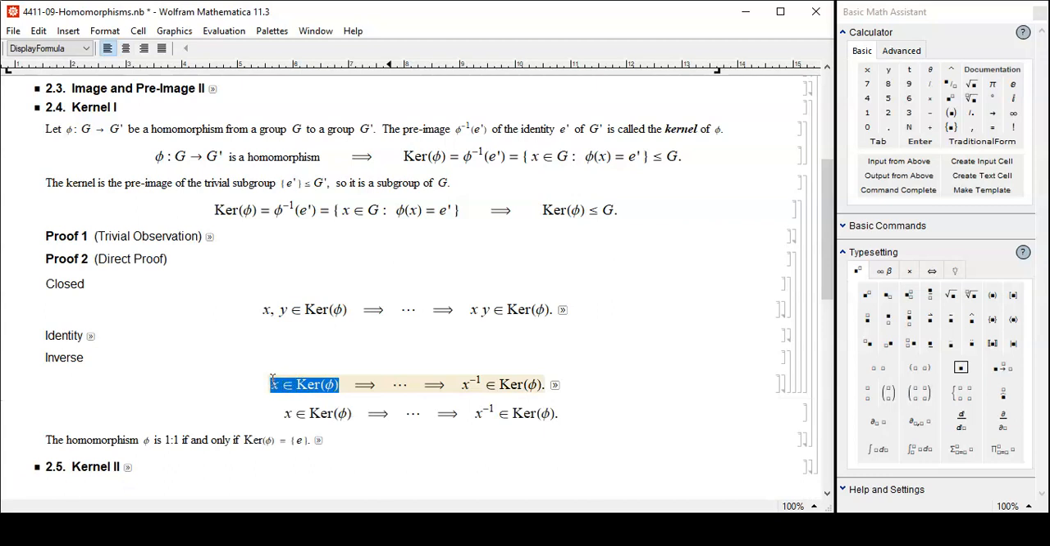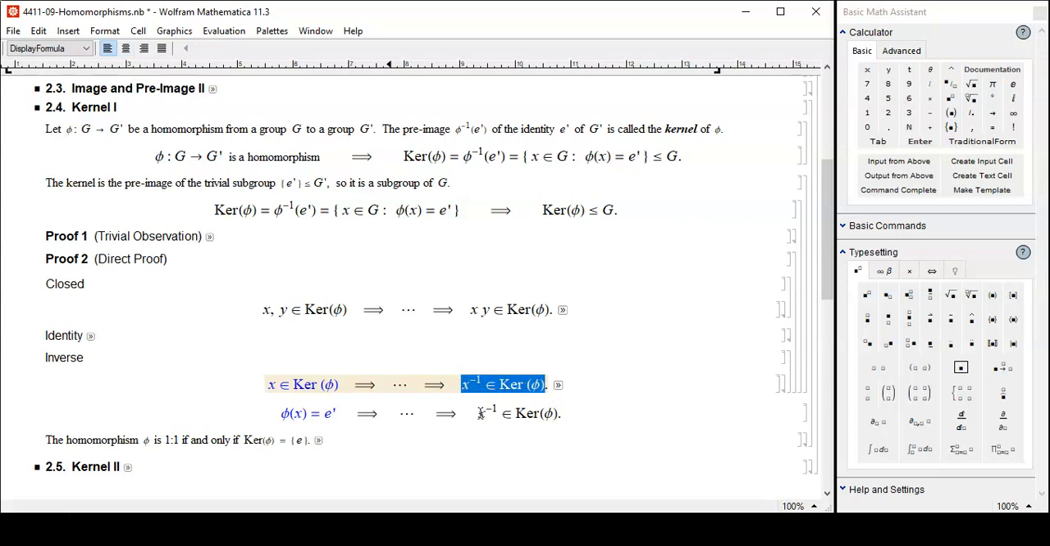What do you mean by x belongs to the kernel? That means phi of x is E prime. Remember that? That's the definition. Something belongs to the kernel means phi of that something is E prime. So this blue and that blue are equivalent. How about this one? The same.